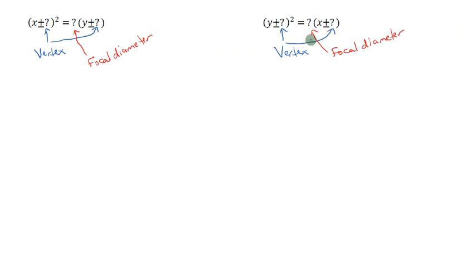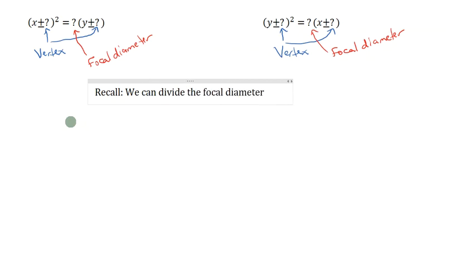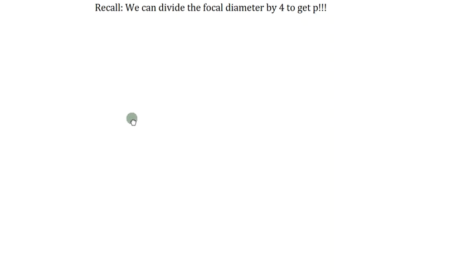Because once you know your focal diameter, we can divide the focal diameter by 4 to get P. And P is crucial because P tells us how far the focus is from the vertex. Okay? So let's do a couple examples just to quickly get the vertex and focal diameter and some other things about these types of equations.